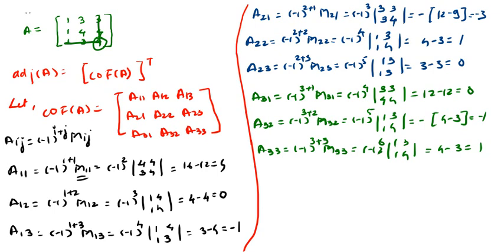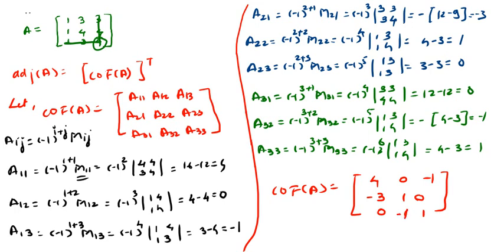So finally we have got this matrix of cofactors. Okay, so the cofactor matrix of A is what? Write down every element: 4 0 -1 first row, second row -3 1 0, third row 0 -1 1. Okay, 0 -1 1.